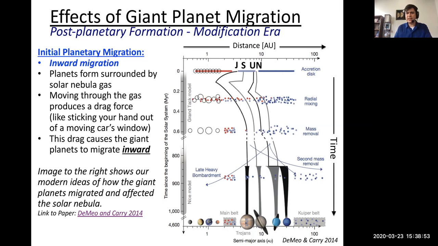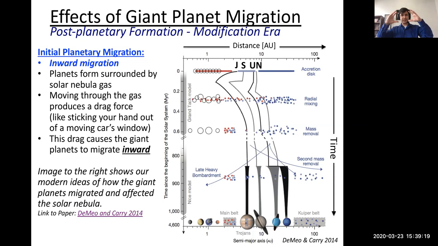Now, why would we expect inward migration? This one can be understood if you go out in your car, get on the highway, start going down the road at about 60, 70 miles an hour, and then unroll your window and stick your hand out. What happens to your hand? You feel the wind blow it backward. The wind is pushing on your hand, blowing it backward. You feel what we'd call a gas drag blowing your hand backwards.